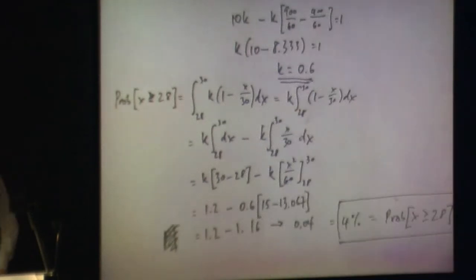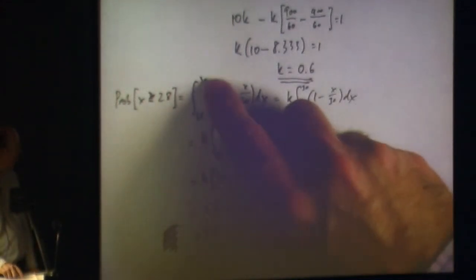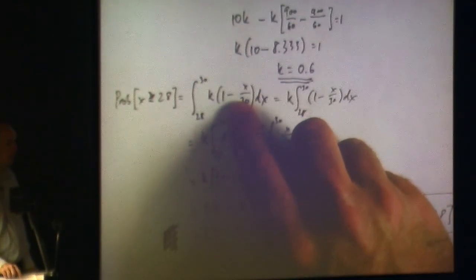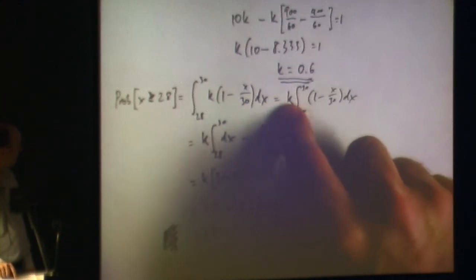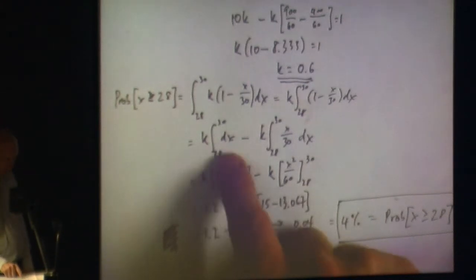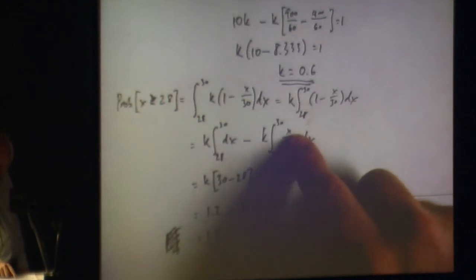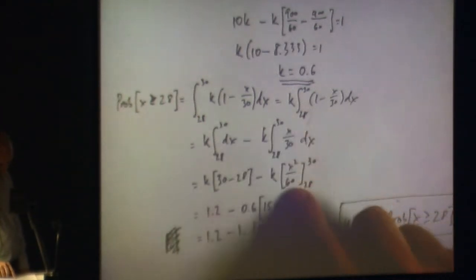And then it says, what is the probability of a foundation carrying a load of greater than 28 newtons per meter squared? So what's the probability that x is greater than 28? You integrate p(x) between 28 and 30. K again comes outside, and you go through the same process. K times the integral of 1 between 28 and 30 gives you x, which is 2 in this case. And here we've got the integral of x squared divided by 60.